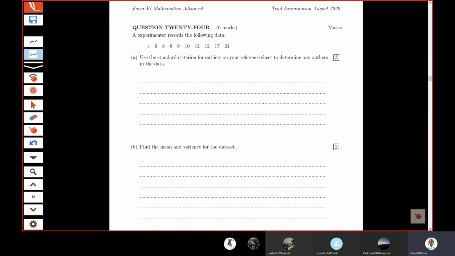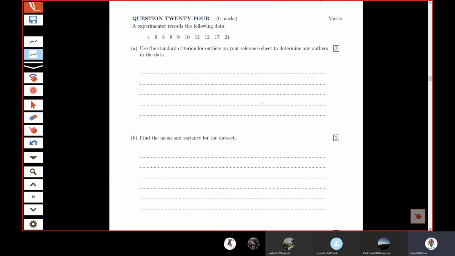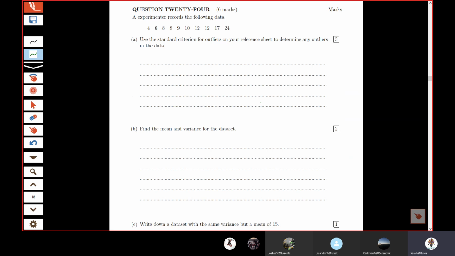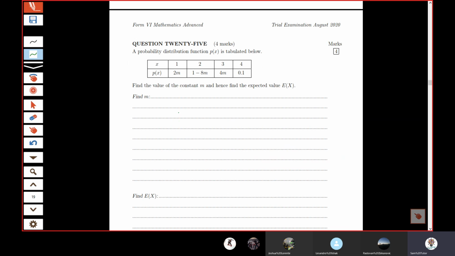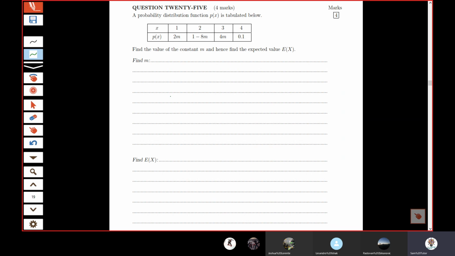Standard deviation, outliers, mean and variance. Okay. I don't think part A is in it. I think that's year 12. Find the mean and the variance. Yeah, technically part of year 12. That's okay. This is the one. That's year 11.